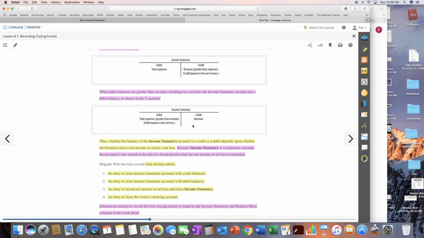You'll need to know those for some true-false questions, so hopefully you can write this T account down or understand it a little bit. Income summary, when you have a net income, credit balance. When you have a net loss, it's a debit balance.